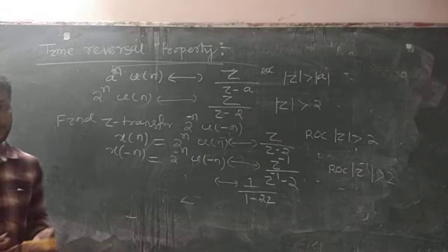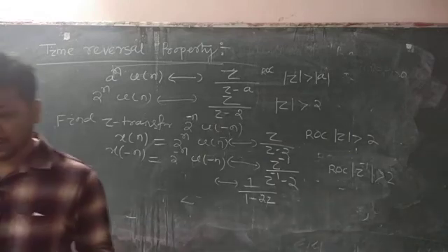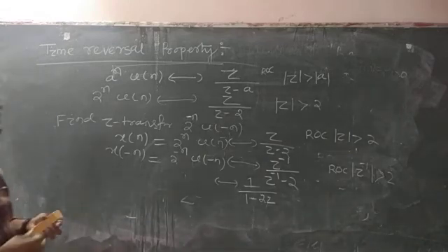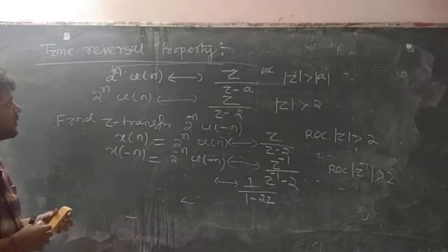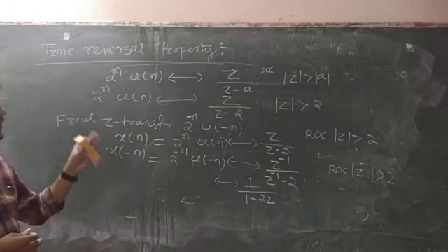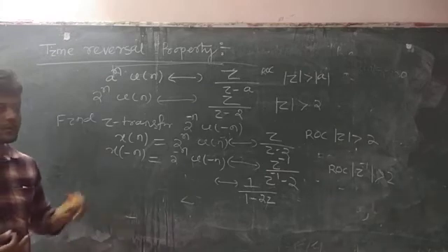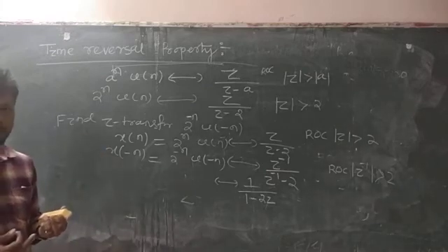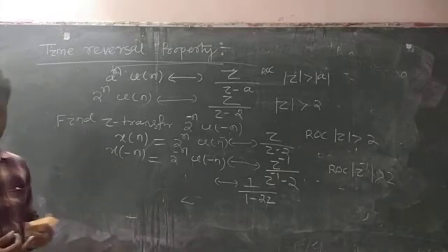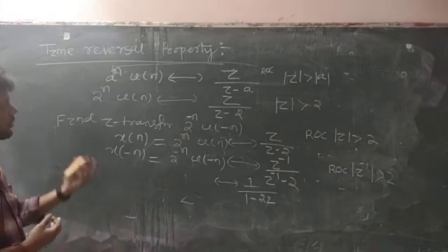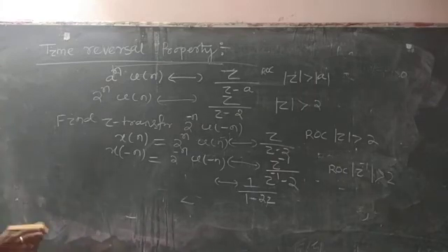So the next property will be your differentiation property. Your differentiation property will be very important. For the 5-mark question, they will certainly ask you one question from time reversal, either prove the time reversal property or prove the differentiation property, and then they will give you one problem to solve and get the result.